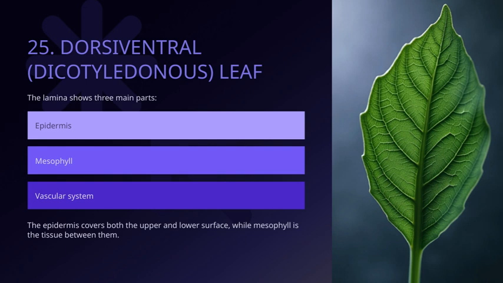The lamina, or the leaf blade, has three main parts, which are crucial for understanding how the leaf functions as a whole. In the context of a dorsiventral, or dicotyledonous, leaf, these structures work together efficiently. This layered organization not only supports the leaf's role in photosynthesis, but also highlights the intricate design that allows plants to thrive. Remember, understanding these components helps us appreciate the complexity and elegance of plant biology as a whole.